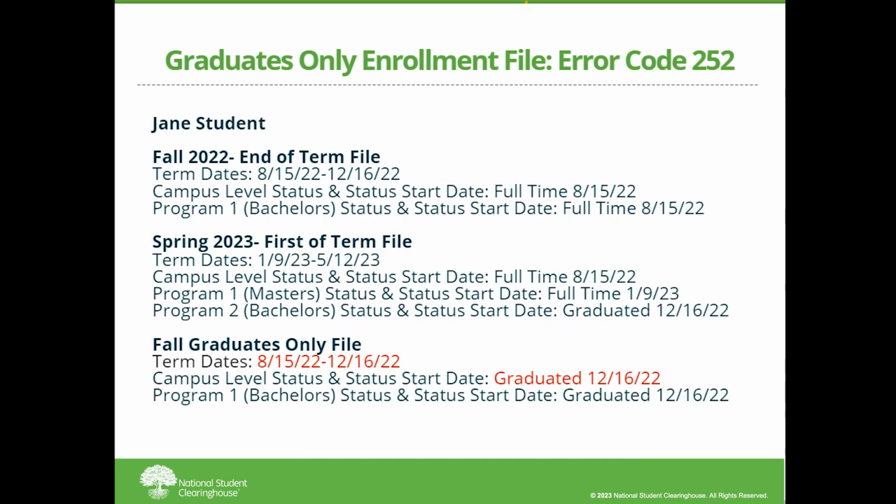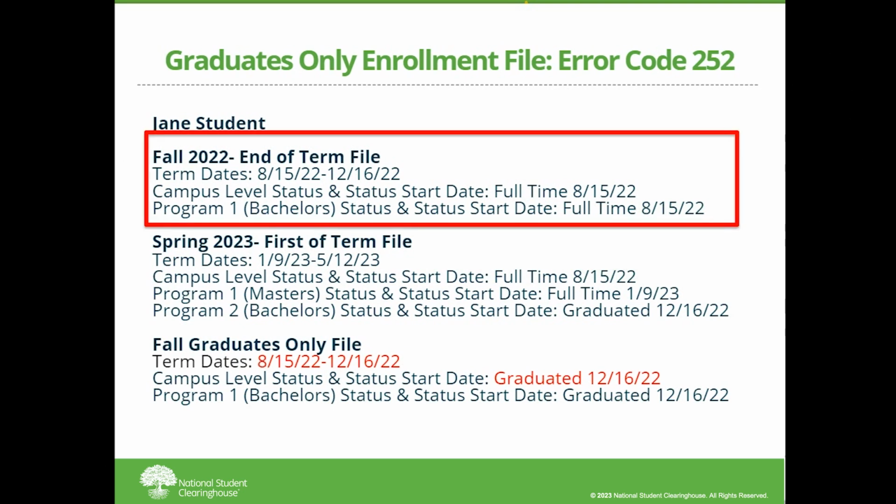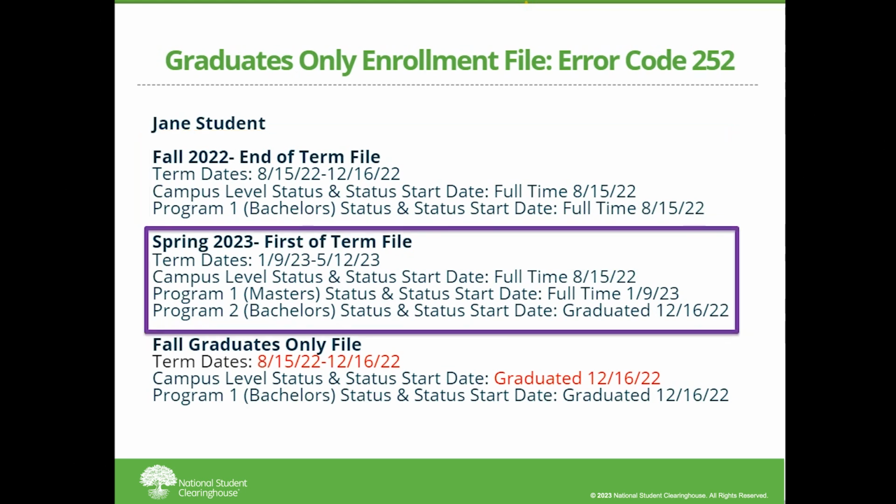Let's review an example of when an error 252 may occur on a grad file. Jane's student is reported at the end of the fall 2022 term with the fall term dates and an active status at the campus level and in her bachelor's program. Before the institution is able to generate the graduate-only file, the spring first of term file is submitted. The student information system correctly pulls Jane in on this file to reflect her new term dates, the active status at the campus level, and her new master's program, and then the graduated status in the completed bachelor's program.